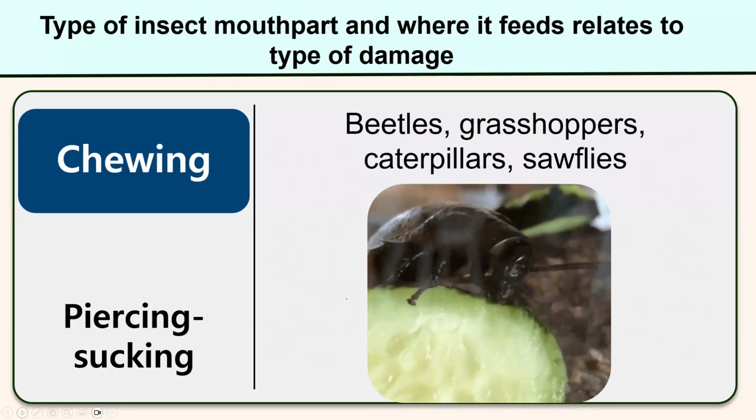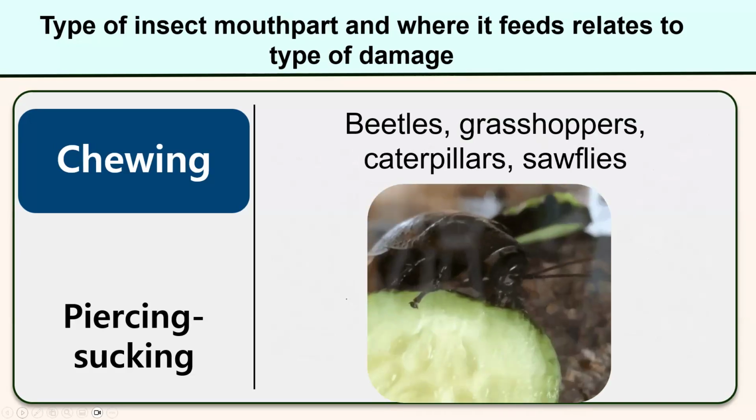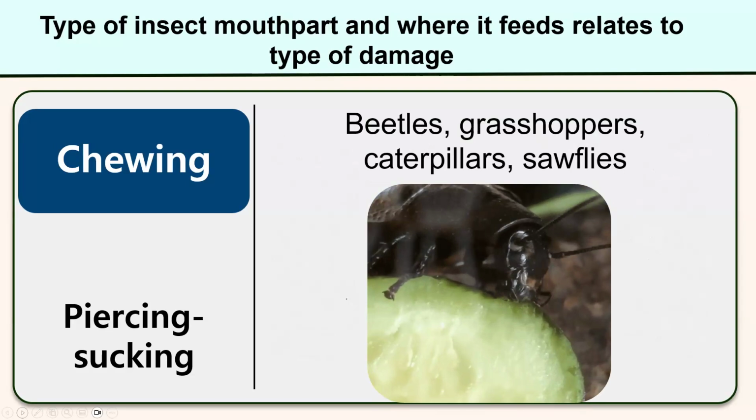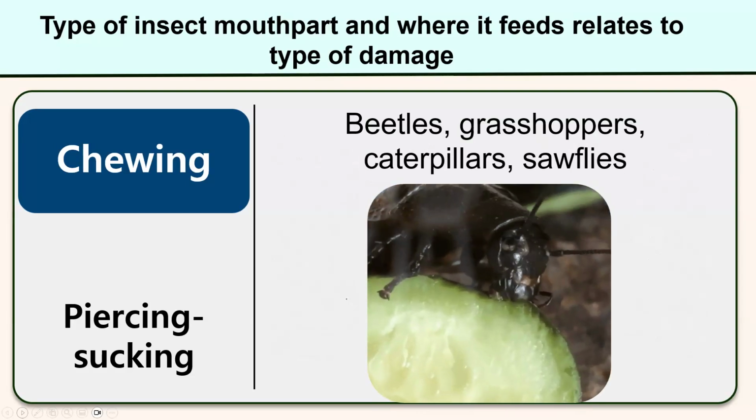There are other types of insects that have chewing mouth parts, like beetles, grasshoppers, caterpillars, which can be moth or butterfly larvae, and sawfly larvae. Sawflies are a type of wasp.